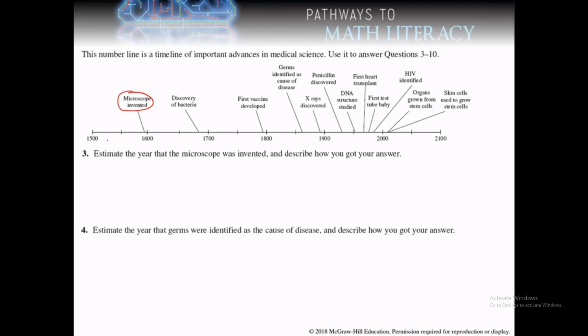So I'm looking at this and I've got 1500 and then a blank line and then 1600. So that blank line is 1550. And that helps me zero in on this a little bit more. It's definitely more than halfway between 1550 and 1600. So it's past 1575, very close to 1600. I'm going to call that about 1590.